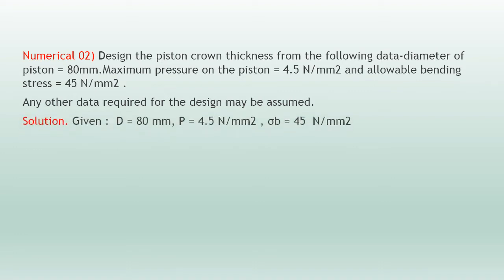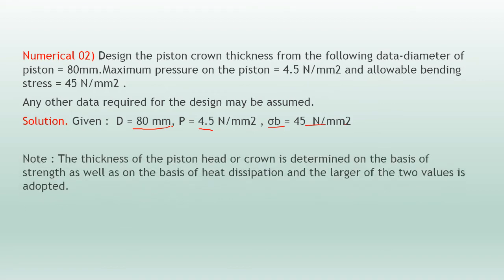So here is your solution. Capital D is given, that is 80 mm. P is given 4.5 Newton per mm square, and the sigma B is given 45 Newton per mm square. Another note is same as per the previous numerical. The thickness of the piston head or crown is determined on the basis of strength as well as on the basis of heat dissipation, and the larger of two values is adopted.